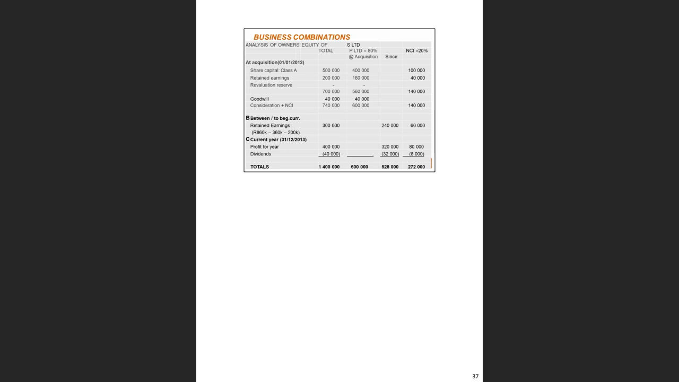So they told us S had 500,000 Rand of share capital on acquisition date, and S had 200,000 Rand retained earnings at acquisition. So remember, this is your pre-acquisition retained earnings. This is going to be eliminated on acquisition. Remember, only 80% of this equity is being bought by P. The rest is bought and owned by the non-controlling interest. We were told that in the scenario, P paid 600,000 Rand for this 80% ownership. So the consideration here is 600,000 Rand.